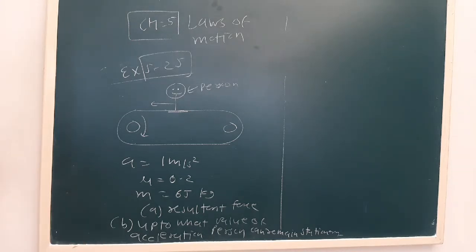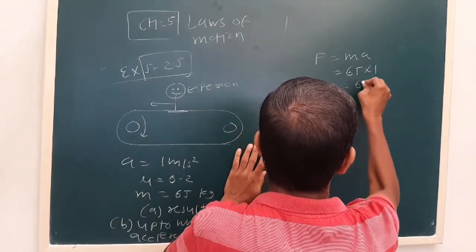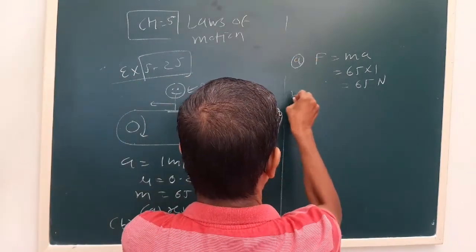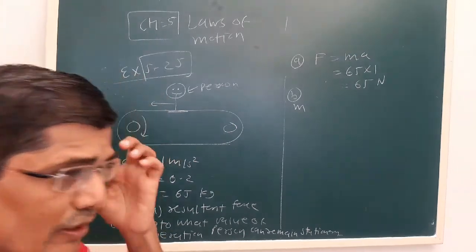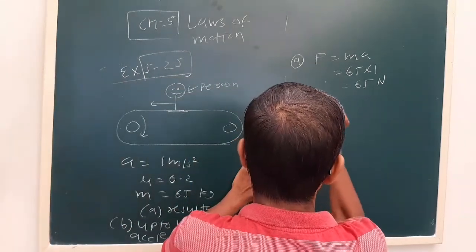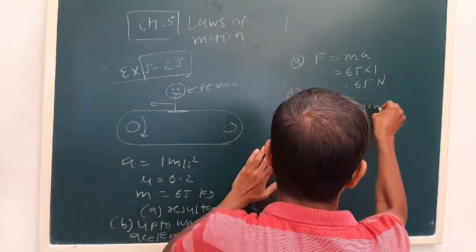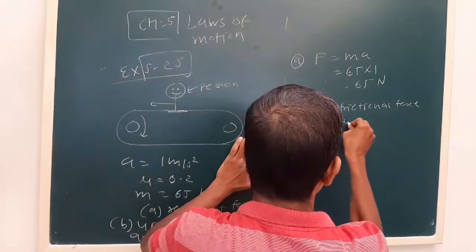Now see, the equation is F is equal to ma, mass is 65, so the force will be 65 Newton. This is the first part. The second part of the question is: up to what acceleration can the person remain stationary. Now see here, F is equal to ma, that is a force. That force should be equal to frictional force. Frictional force is mu s into n.